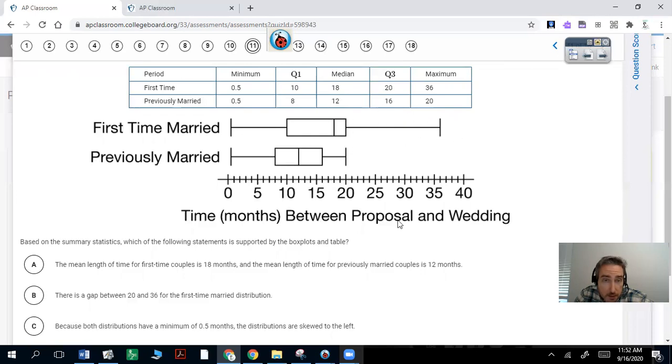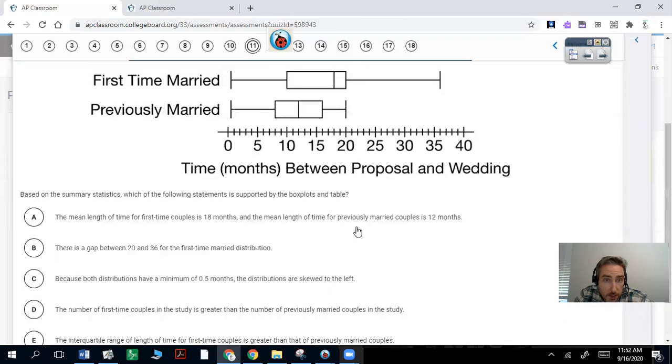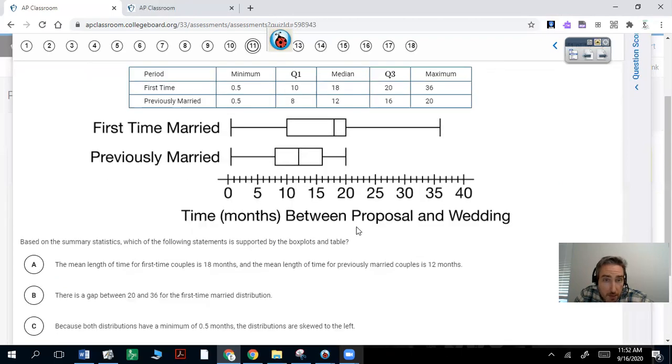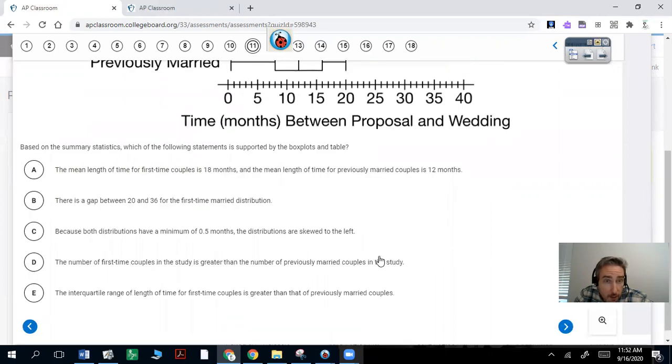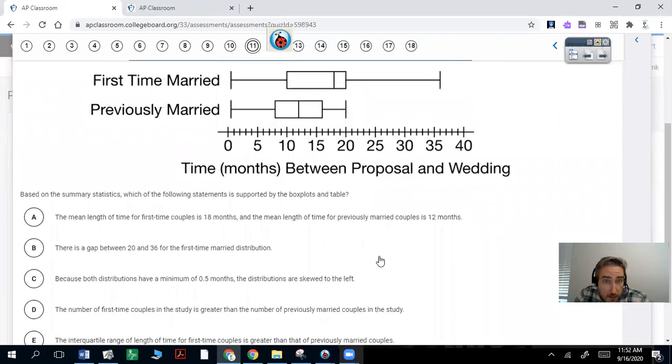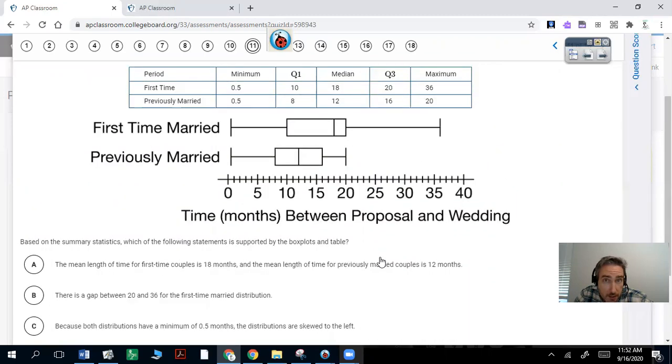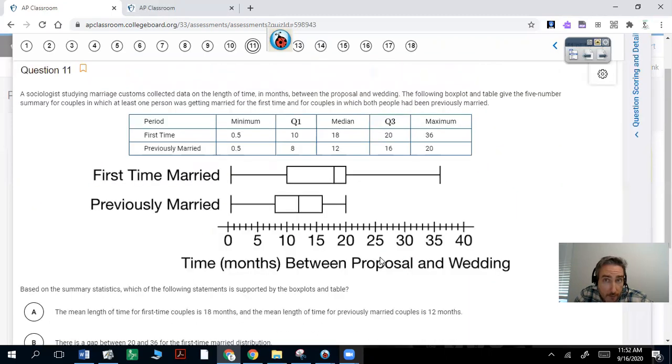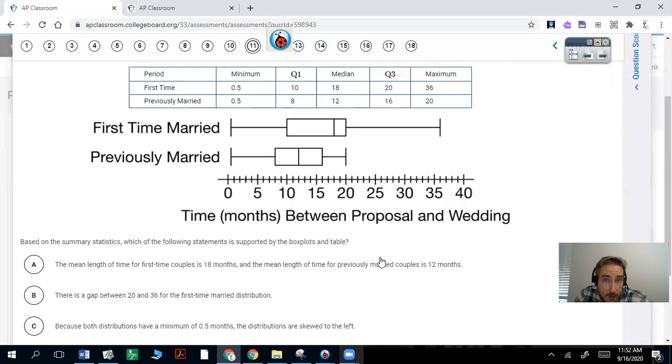20 and 36. Because both distributions have a minimum of 0.5 months, the distributions are skewed to the left. Well, that's not true. This one is not skewed to the left. This one is maybe slightly skewed to the left. The number of first-time couples in the study is greater than the number of previously married couples in the study. And we don't have that information, so we can't answer that.